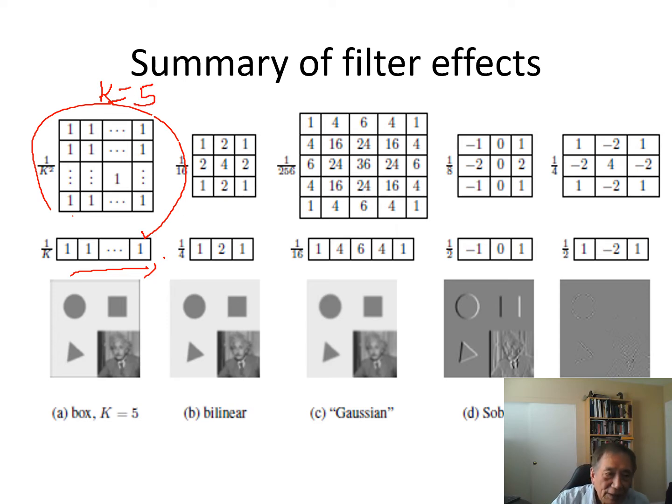If K is 5, then this is going to be 25, 5 times 5, or it can be 7. That's 7 times 7 is 49 elements, things like that. So the bigger the grid or box, the smoother it will be in a way. Then this one is bilinear. In that case, you emphasize the middle part more, and the farther away it goes, the more blurred or less contributing it is. So that is the idea about this bilinear filter.